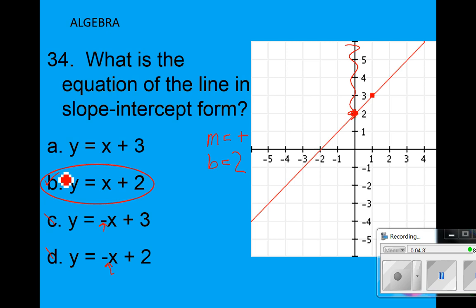Another thing you could have looked at to eliminate answer choices is looked at the b first. It begins at 2. That would have gotten rid of A and C. Then you could have looked at whether the slope was positive or negative to still get answer choice B.